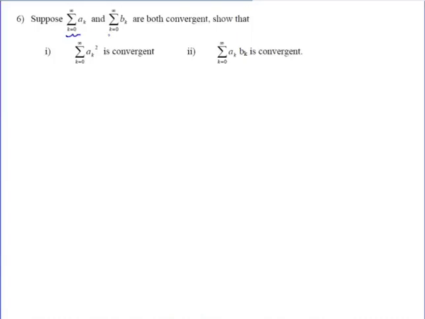Suppose these two series are both convergent, show that the squared value of this infinite terms is convergent. Okay, የመጀመሪያውን part እናያለን። ምን ተሰጥቶናል? It's given here this infinite series, starting from 0 up to ak is convergent ተብሎ ተሰጥቶናል.